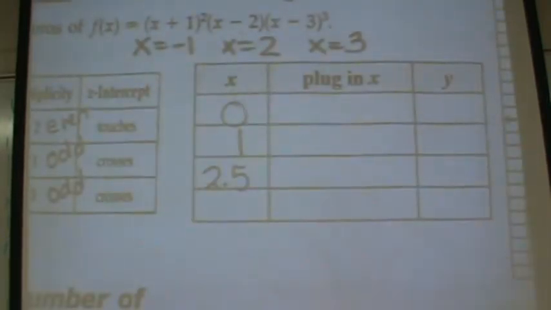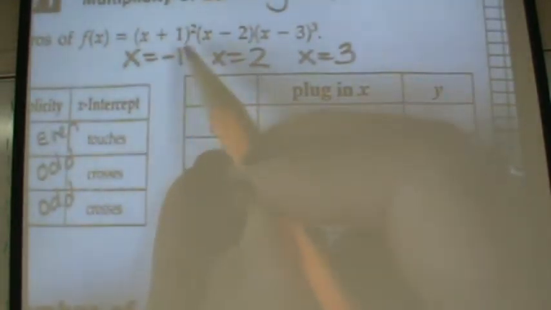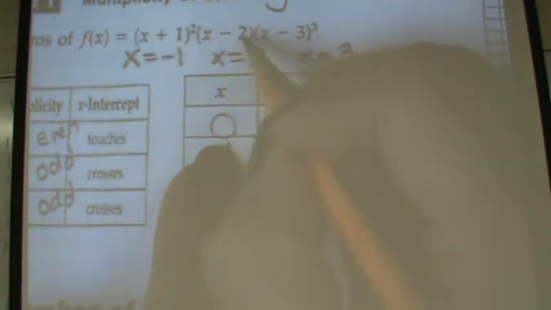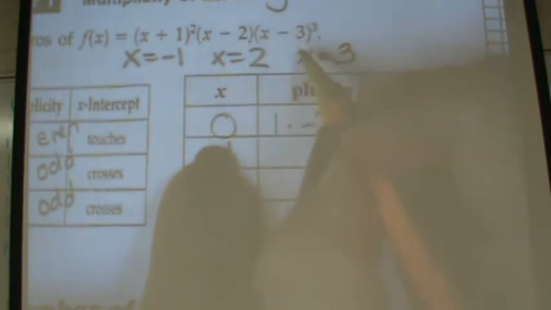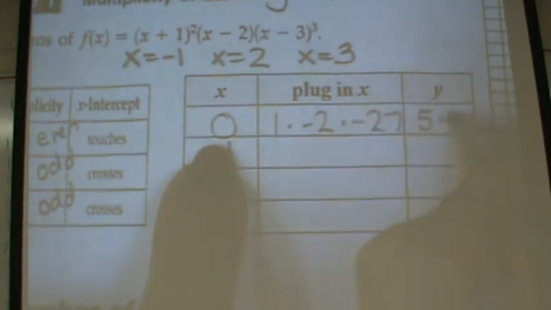Into the equation. So can you help me out real quick? What do you get when you plug these numbers in? If I put a 0 in here, the best place to put it is where it's factored. What is 0 plus 1? 1. What's 1 squared? 1. What's 0 minus 2? -2. And 0 minus 3 is -3 cubed is -27. So if I multiply these, I get 54.